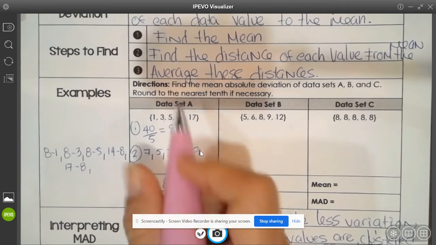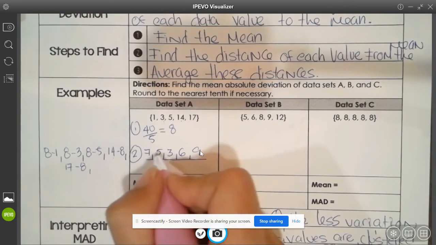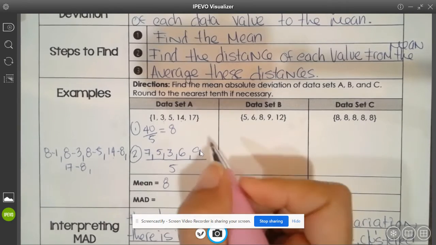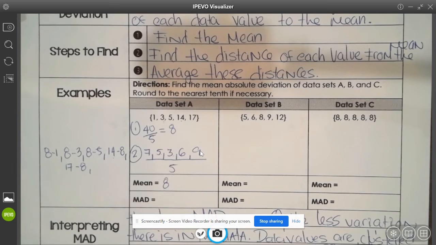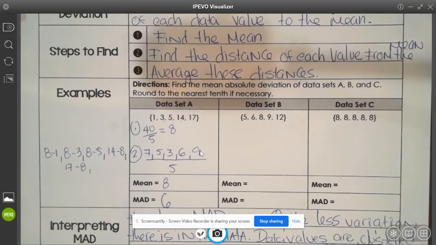And then we said that we're going to average these distances. Let's see how many we have: 1, 2, 3, 4, 5. We should have 5 because we have 5 numbers. So we get 7 plus 5 plus 3 plus 6 plus 9. That's 30 divided by 5, and we get that the MAD is 6. Okay, and that's it. That's all you're doing here.